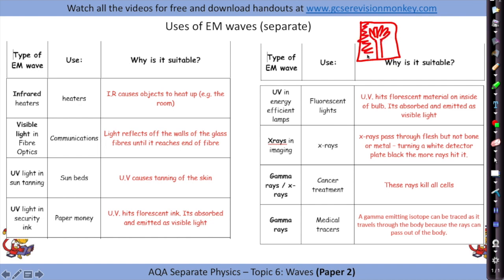But the outside is black, isn't it? And the bones are white. That's because the bones are absorbing the light. The black is where the plate is turned black because the X-rays are hitting the plate.